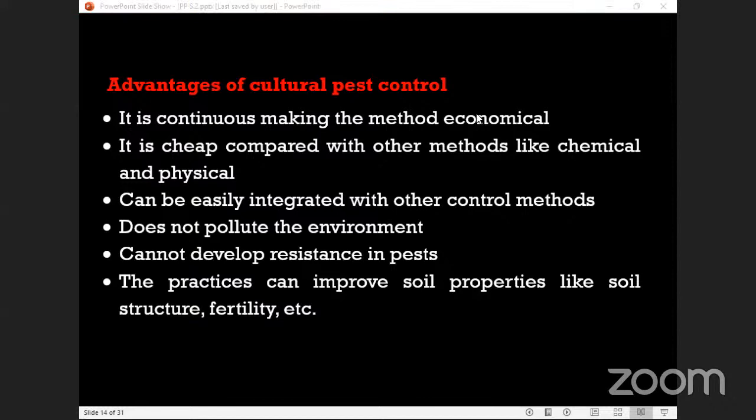There's no way a pest can be resistant to such methods, because if you are doing weeding, you eliminate the alternate plants. There's no way a pest can hide. If you do crop rotation, a crop that would affect maybe maize may not be able to attack the plant you have planted. And then the last point says the practices can improve soil fertility, soil structure, and soil pH.